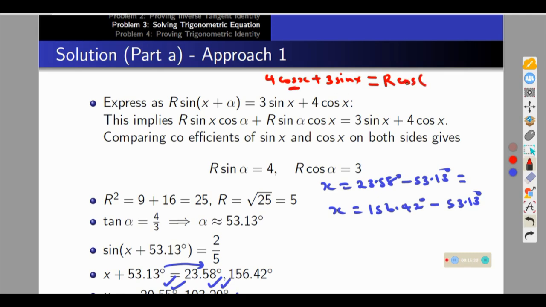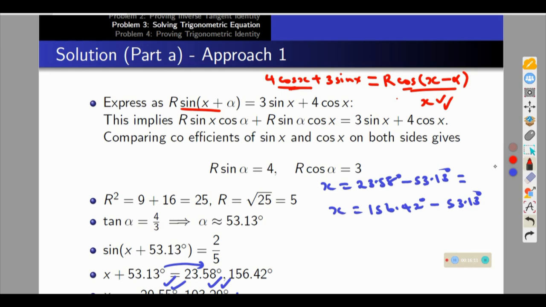So since this is cos, I will use cos, but to get an expansion of cos that will give me plus here, so I will use x minus alpha. So when you let this left hand side here be equal to this, you will also be in position to get the value of r, to get the value of alpha, and then they will help you to obtain the required values of x. So this one can also work if you don't use this expression. You can use that and you will be in position to get the correct answer.